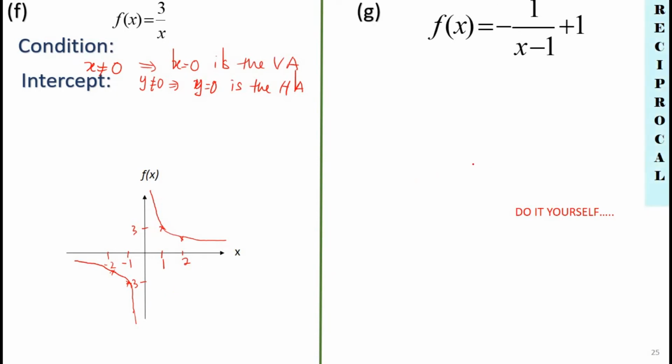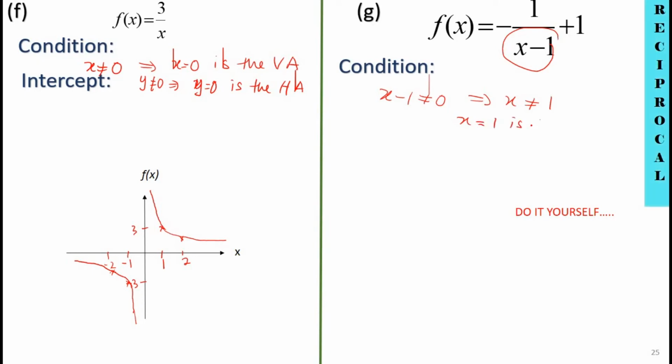Okay, so you'll do the same thing for the function f(x) equal to negative over x minus 1. Maybe we can discuss a little on the condition. What is the condition of this function? Definitely x minus 1 is the denominator, so it cannot take 0. Meaning x minus 1 cannot be 0, so x cannot equal 1. So this x equal to 1 is the vertical asymptote.